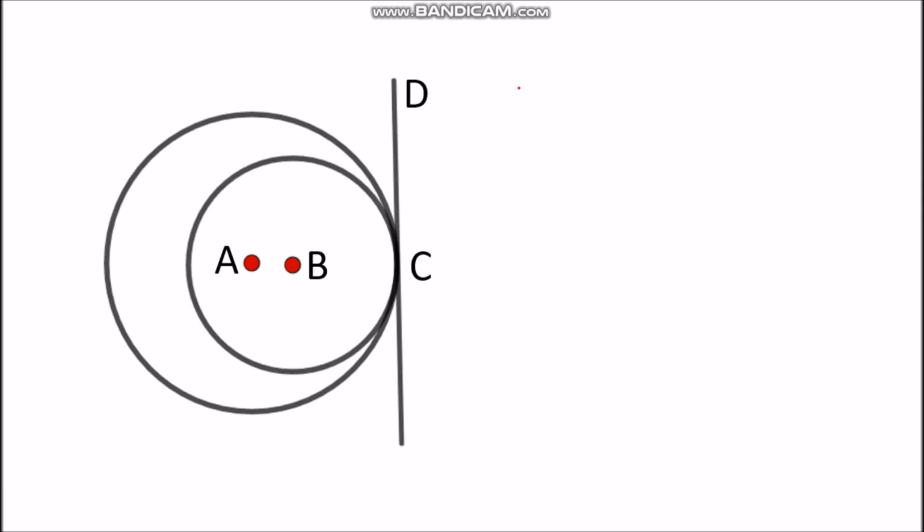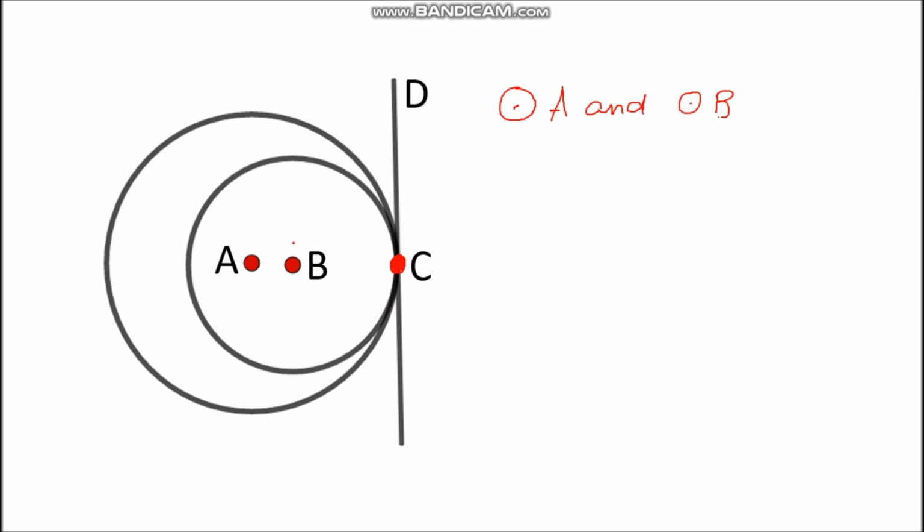So let's say we have here circle A and circle B. Circle A is the larger circle and circle B is the smaller one. So to say if the two circles are internally tangent circles, first they should have the same or common point of tangency. So in this case, let's say this is point C. So they just have 1 point of intersection with segment DC.